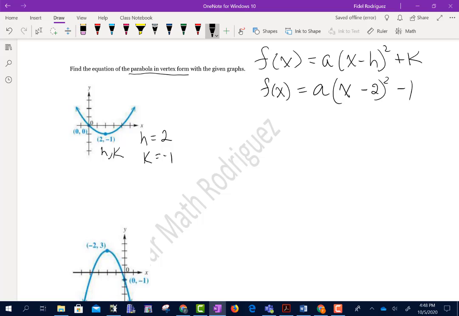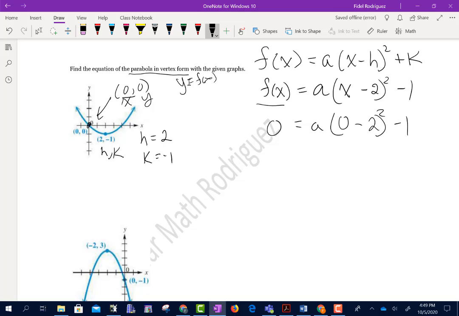Now we also have a point right here. All right, so we also have a point right here. The coordinates of that point are 0, 0. So this means x is 0, and this means y is 0. Now, guys, I want to remind you of something, that y and f of x are really the same thing. So right here, I'm going to put in the number 0 equals a. Right here where the x is, I'm also going to put the number 0 minus 2 squared minus 1.